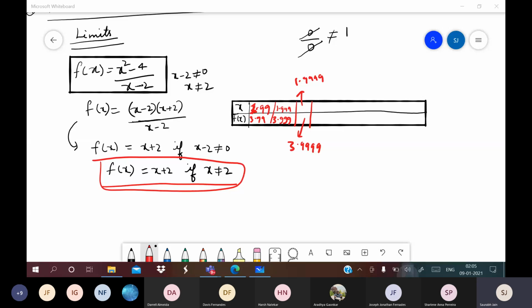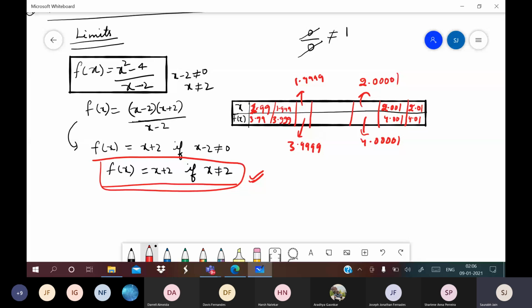Now suppose we put 2.01. We are giving values of x and finding values of f(x), so this will be 4.01. If we put 2.001, we get 4.001. Now similarly, if we put 2.0001, then you will get 4.0001, from this expression.